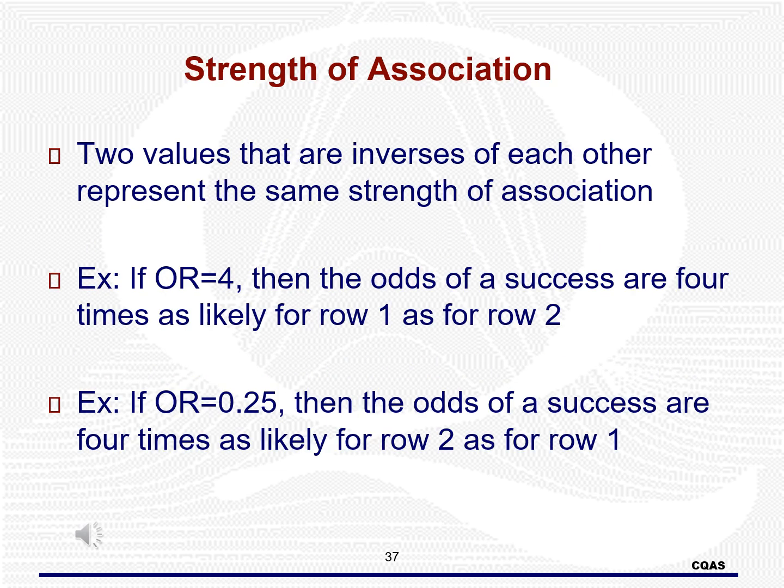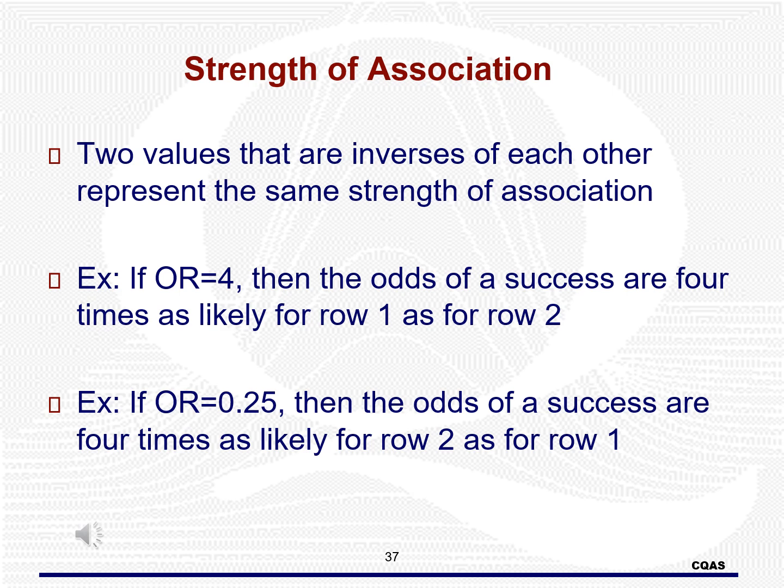The odds ratio gives us an idea about the strength of association between two variables. Based on this, a value for the odds ratio and its inverse give us the same strength of association. Here is an example. If the odds ratio is 4, then the odds for a success for row 1 is 4 times the odds of a success for row 2. The inverse of this means that the odds of a success for row 2 is 0.25 times the odds of success for row 1.